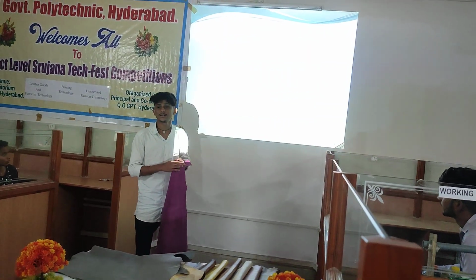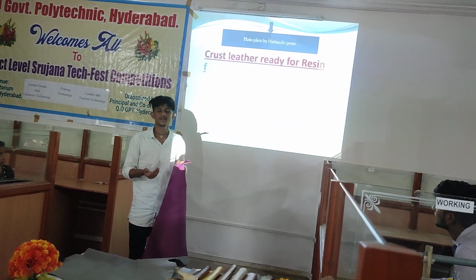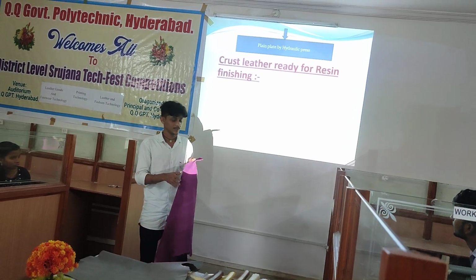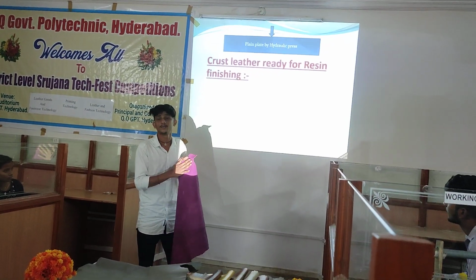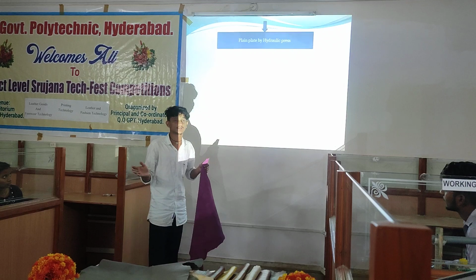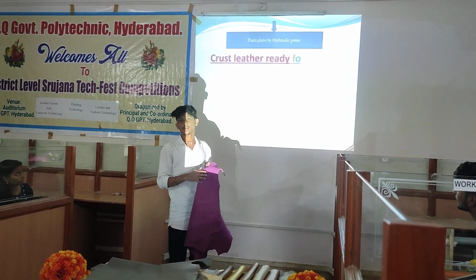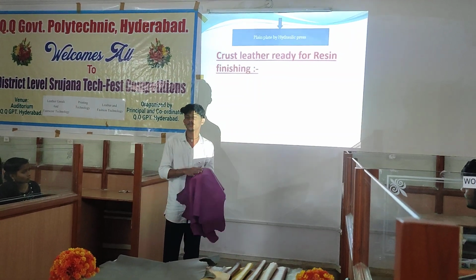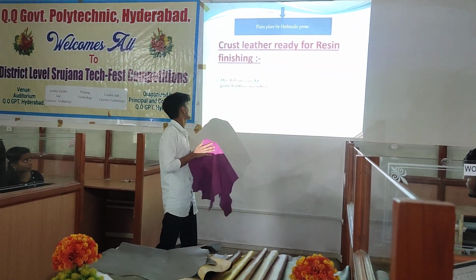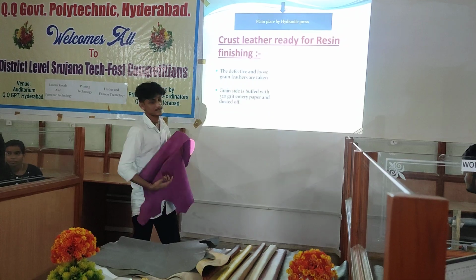Top coat is prepared as NC lacquers, that means nitrocellulose lacquers, and water. Then we have to apply it to the grain side of the leather, and it is finished. Next, plain plating is done by hydraulic press. Plain press is done for making the leather soft and flat. Next, crushed leather is ready for resin finish.